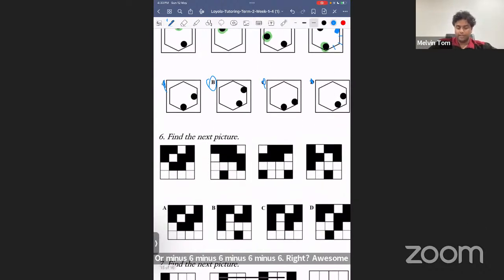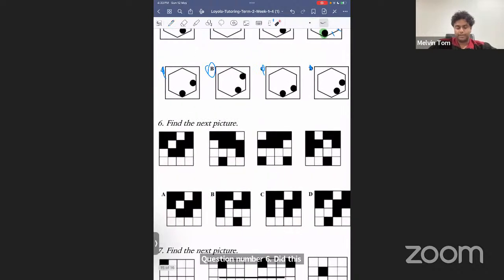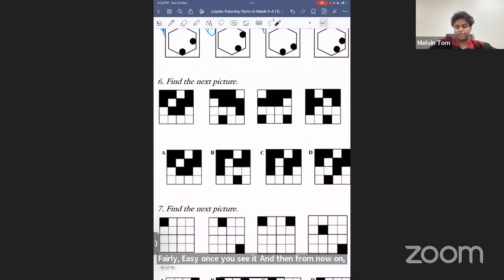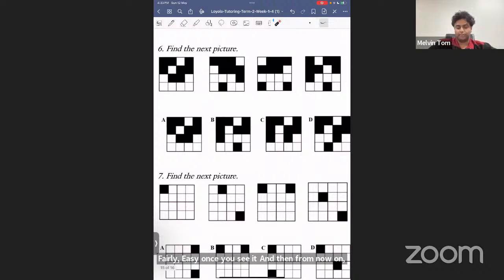Question number 6. This question is fairly easy once you see it. And from now on, whenever you see this type of question, it should be fairly easy to figure out what the pattern could be. So here we have a series of black and white dots, black and white squares.